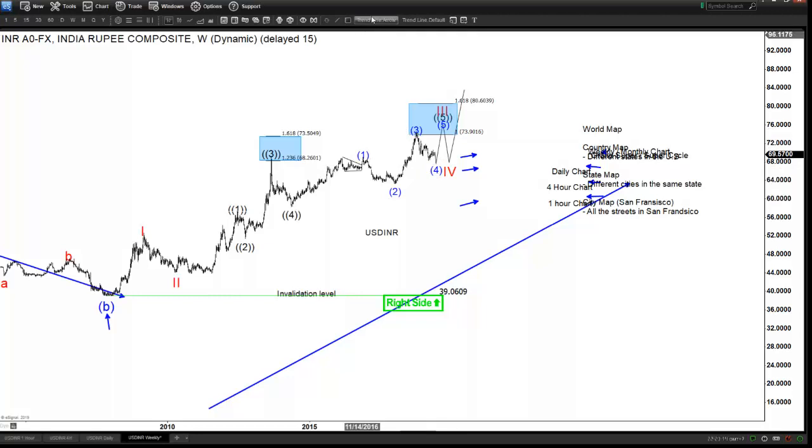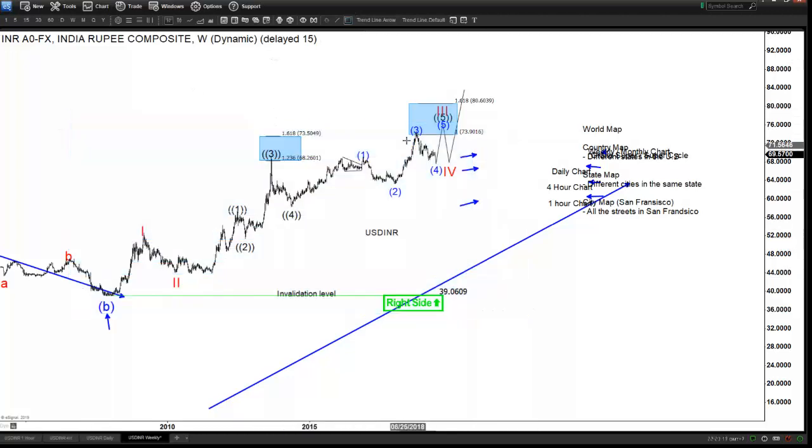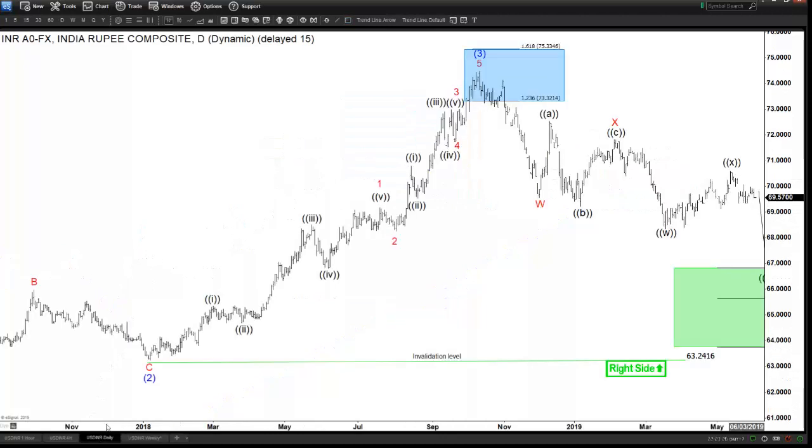Now you can see on the weekly, I cannot cram all the labels here. Can I cram all this subdivision in wave 3 within the weekly chart? I cannot, because that's too much information. Look at this 1, 2, 3, 4, all this detail here. I cannot cram all those things on the weekly. Impossible.